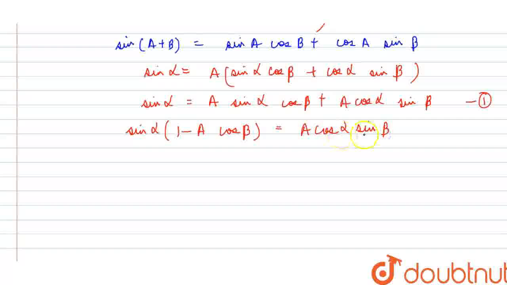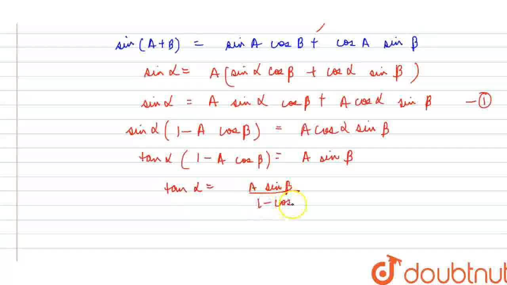Now I'll be dividing the whole equation by cos alpha. So I get tan alpha into 1 minus a cos beta is equal to a sine beta. So therefore, what is the value of tangent of alpha? Tangent of alpha is nothing but a sine beta upon 1 minus cos of beta. Let it be equation number 2.